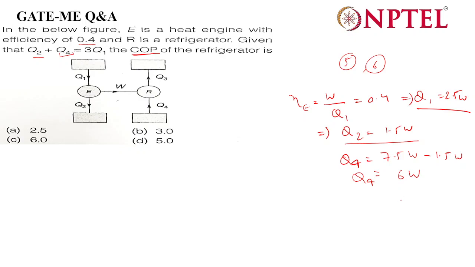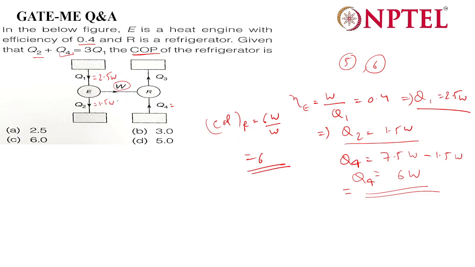Is it clear or not? Sir, how to get Q2? Q1 you know, right? Q1 is 2.5 of W, and out of 2.5 we got W, so whatever is remaining comes out this way, right? So simply, what would be the COP of the refrigerator? Refrigeration effect by energy input. Refrigeration effect is what we found, 6W, and the energy input is W. So the total answer would be 6.